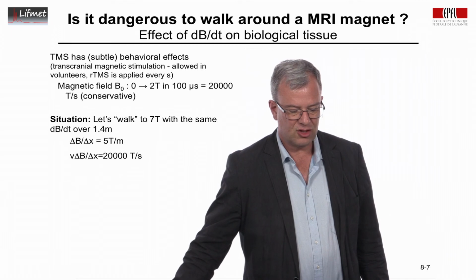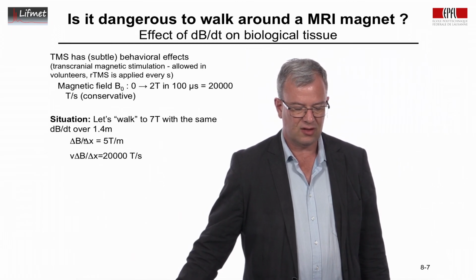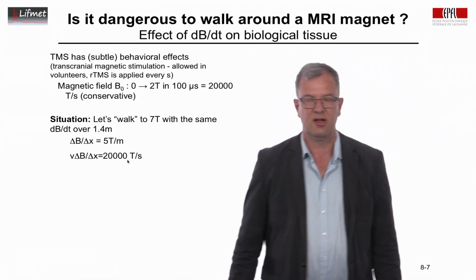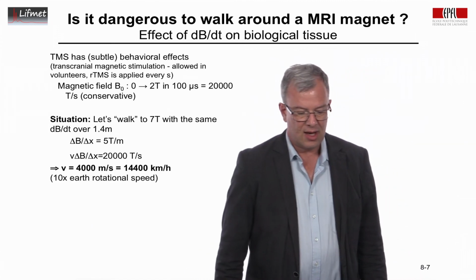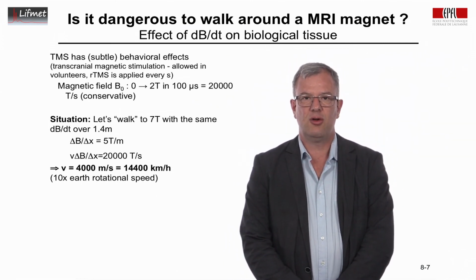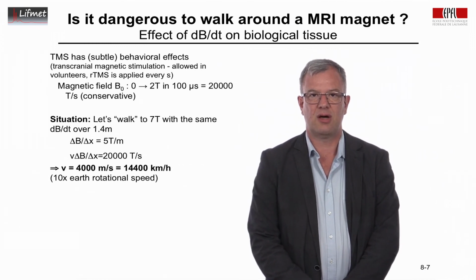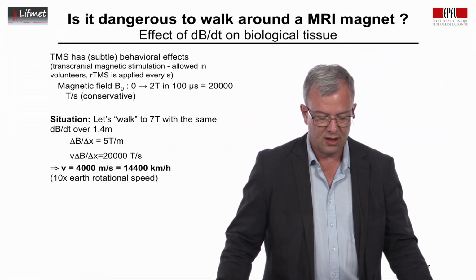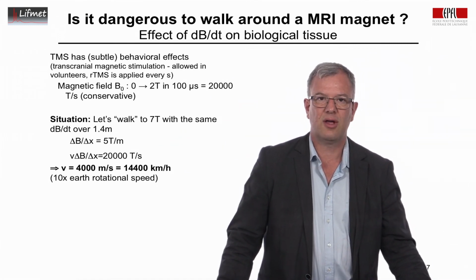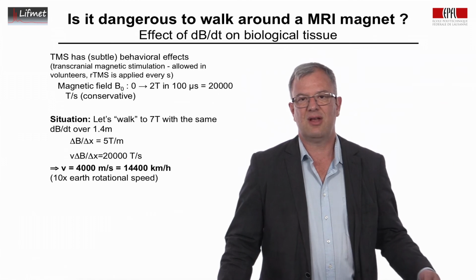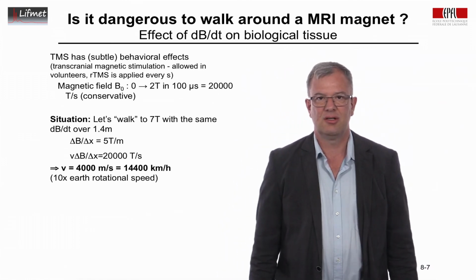And we want to now have a change in magnetic field per time, so that's velocity times the change in magnetic field per distance. We want this to be 20,000 Tesla per second. We can solve this to calculate what velocity we would need to produce a magnetic field change of 20,000 Tesla per second. The calculation, as you can easily verify, produces a velocity of 4,000 meters per second or 14,000 kilometers per hour. This is essentially 10 times the Earth's rotational speed.